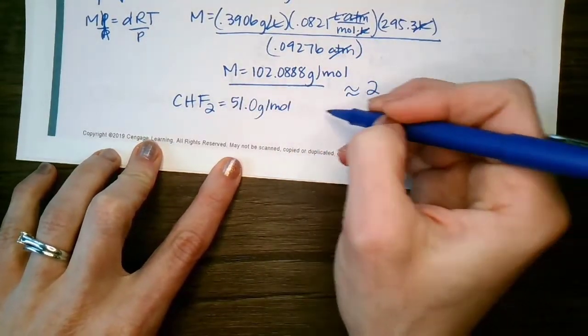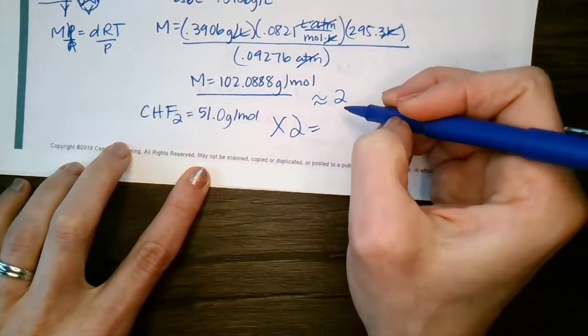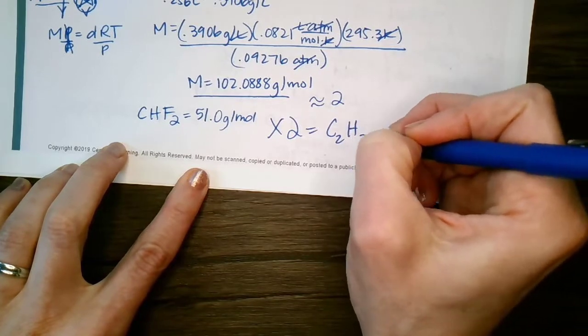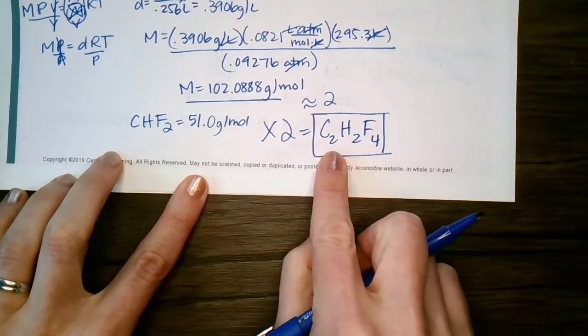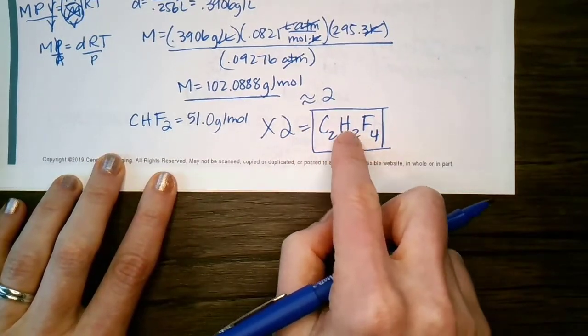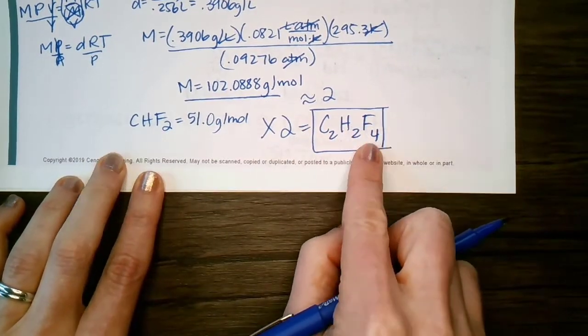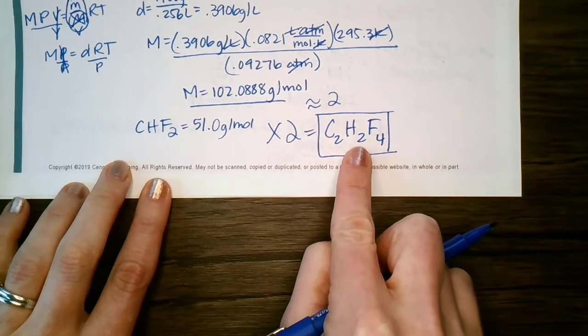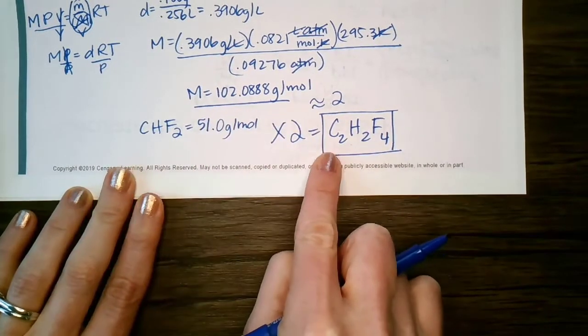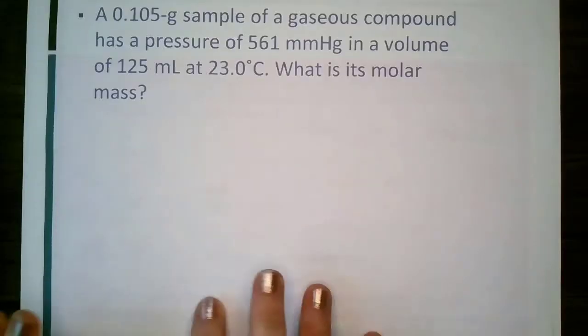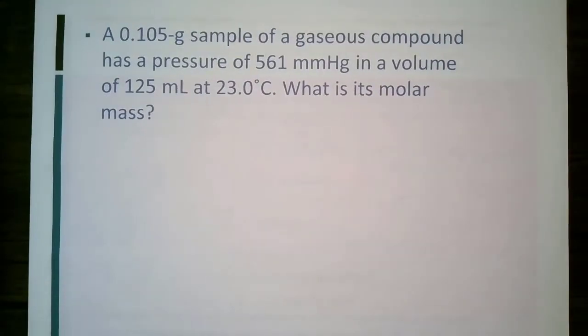What do we do with this 2? That means that we need to multiply everything in my empirical formula by 2. So times it by 2 to get C2H2F4. And if I added up 2 carbons, 2 hydrogens, and 4 fluorines, we should get a molar mass for that compound to be 102.0888.